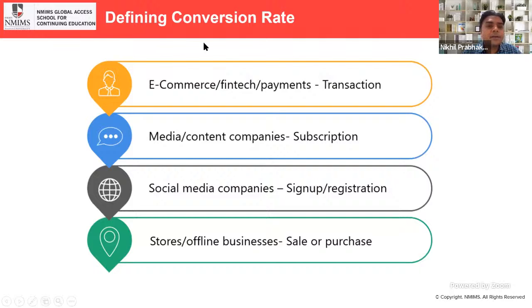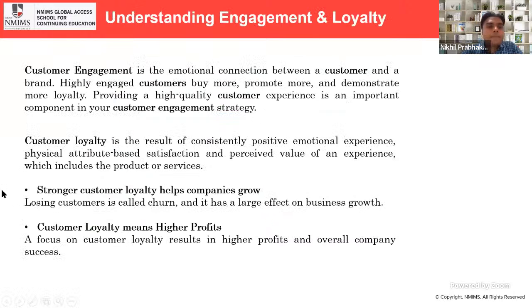This conversion rate, you will also find gets defined from industry to industry. For example, in e-commerce, fintech and payment companies, they call transaction the conversion. In media or content companies, you will hear the term subscription. Social media companies look at sign up and registration. Stores and offline businesses will look at ultimate sale or purchase. So it is up to the marketer to define the conversion and then look at the conversion rate.